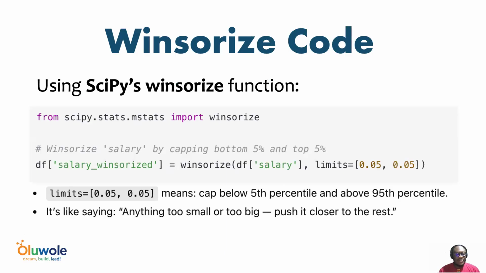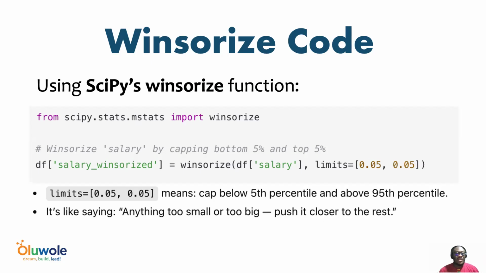All right. Then can you see how your Winsorization code looks? So you winsorize your salary by capping the bottom 5% and the top 5%. Can you see it now? So we say our salary is winsorized. Then we call it on the DF salary. Then we limit anything that is in the extreme of the lowest also. So you cap to the 5th percentile and to the 95th percentile. You get it right? It's like saying anything too small or too big, push it closer to the rest.